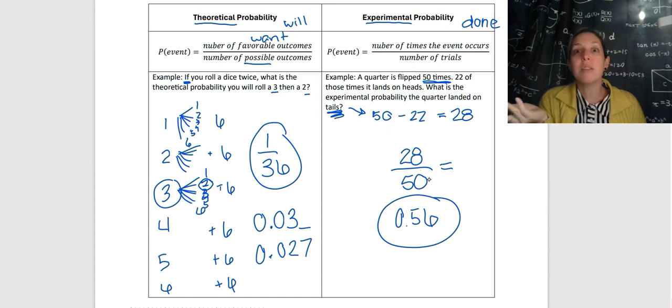So if this were theoretical, it should be 1/2, right? Heads or tails, that would be 1 out of 2, or 50%, 0.5. But in this case, the experiment was done, it was a little different. So experimental doesn't always match theoretical.